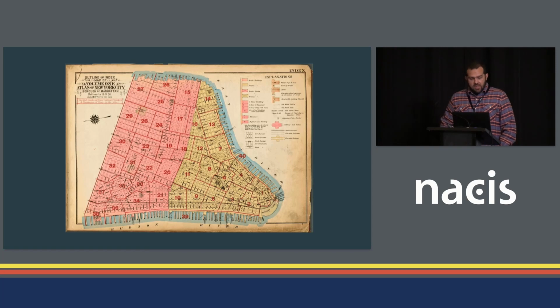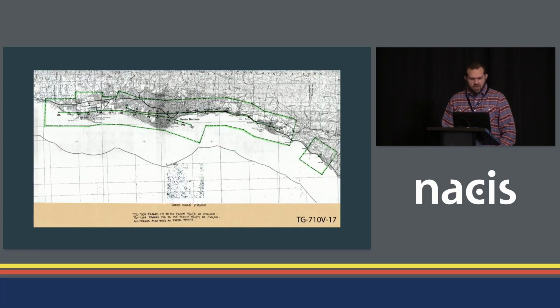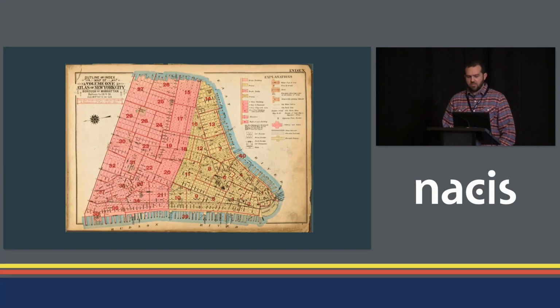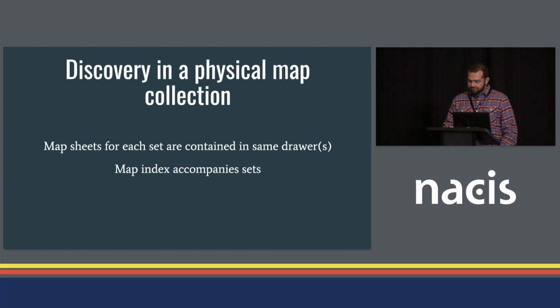So here are a few examples of indexes. This is the nautical charts, very irregular shapes, sometimes overlapping, different scales. This is a flight line index for a set of air photos. We have a very regular rectangular grid for topo sets, and of course a Bromley real estate atlas for Manhattan, which aligns with the street layout.